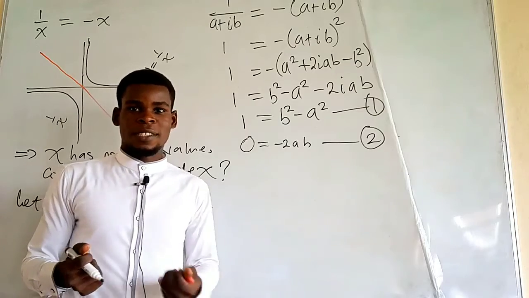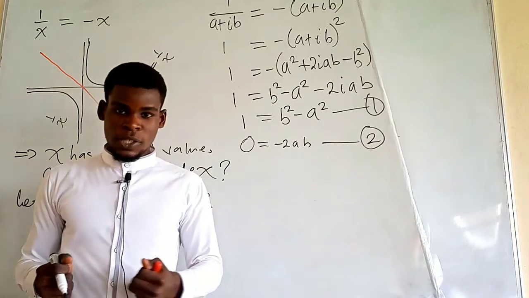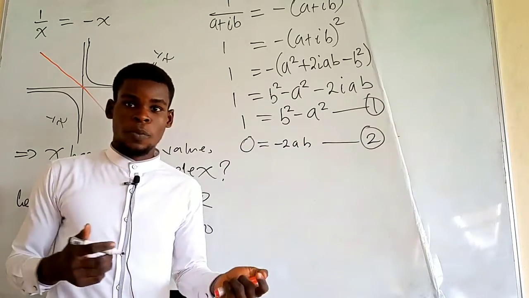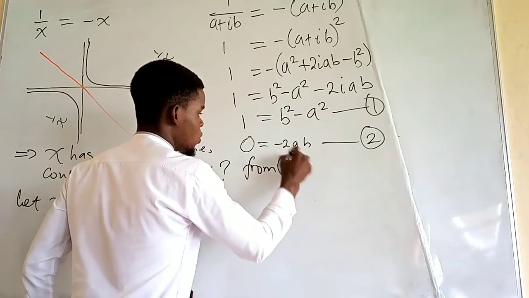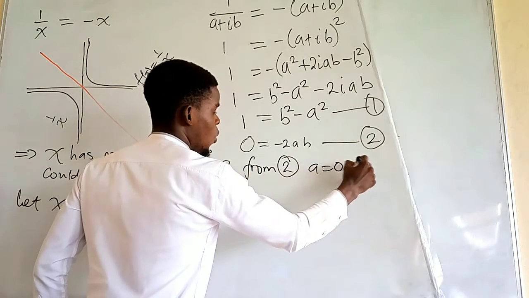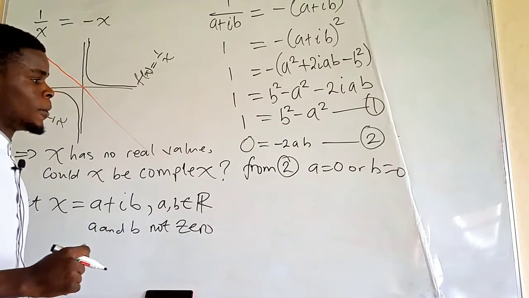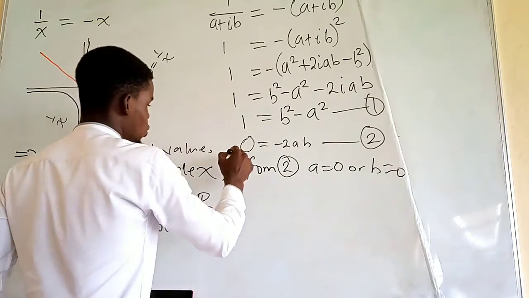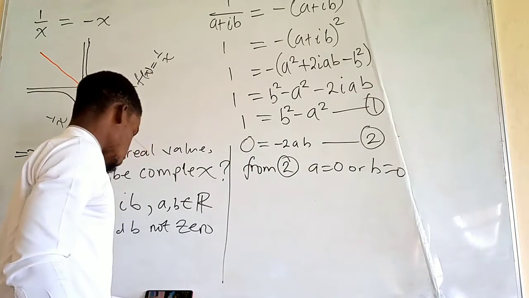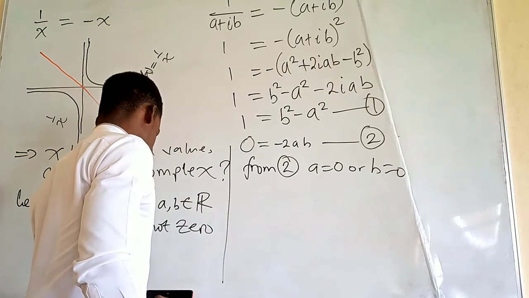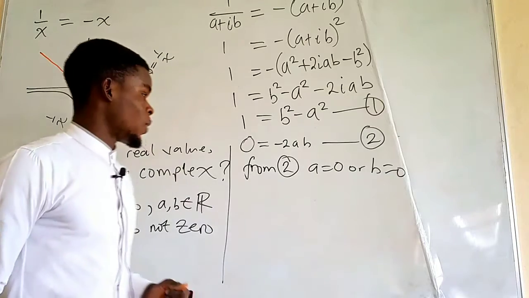This negative 2 is a known number, so it doesn't really matter. The product of A and B will be giving us 0. That means A could be 0 or B is 0. So I can put it down that from equation 2, A is 0 or B is 0. Now, I'm going to test for the two cases: where A could be 0, and also when B is 0. So let's just go ahead and look at this.